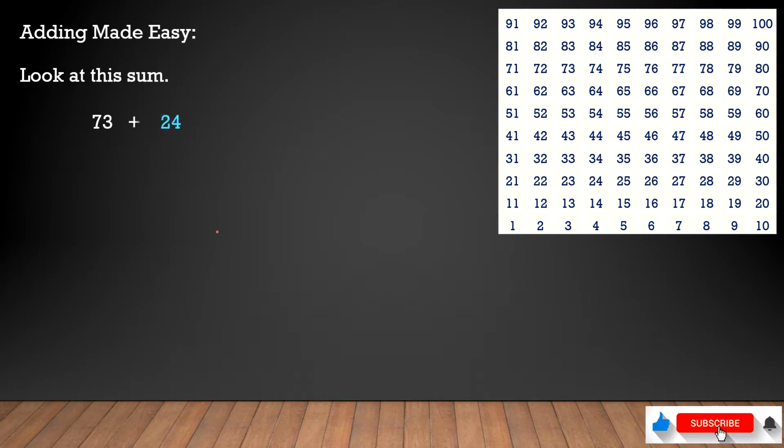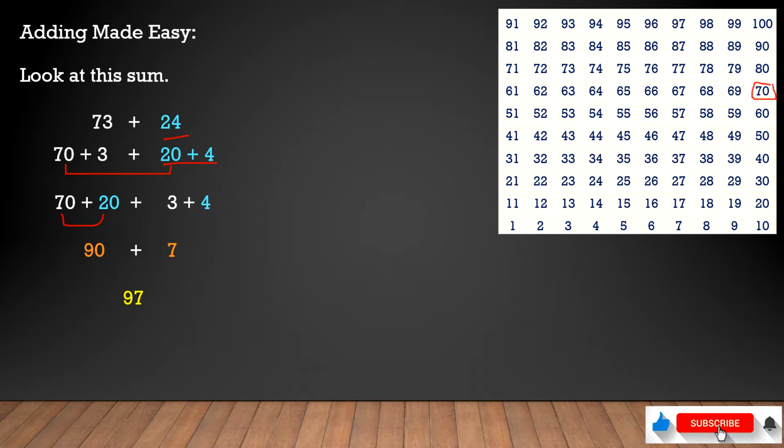Let's see another example. Again here is 73 and 24. So how will we split 73? It is 70 plus 3. And 24 we can split as 20 plus 4. Then what we'll do? We'll add 70 and 20 first. So 70 and 20. Here is 70 and we want to add 20. So 10, 20 and it will give us 90.